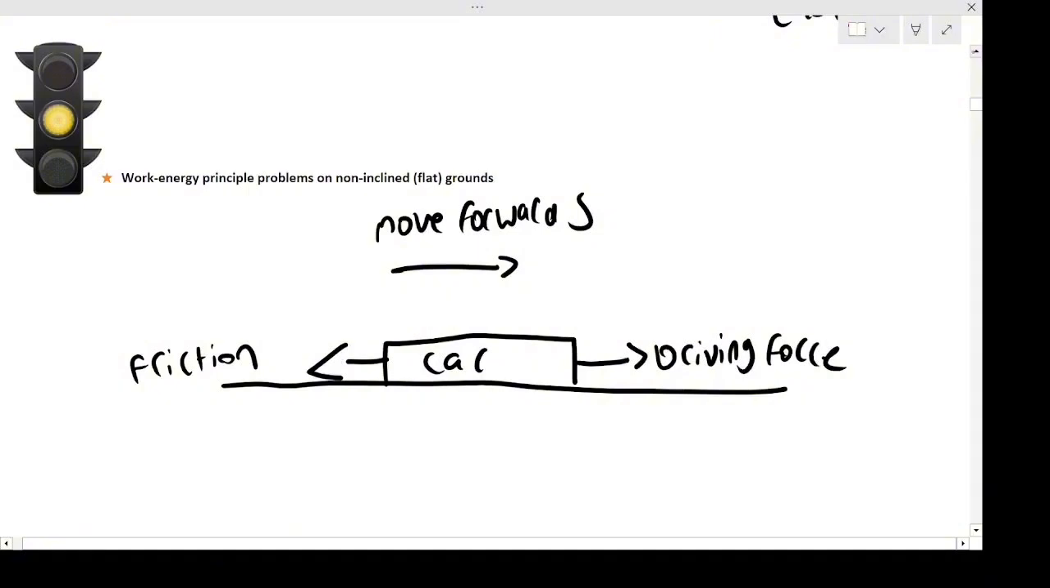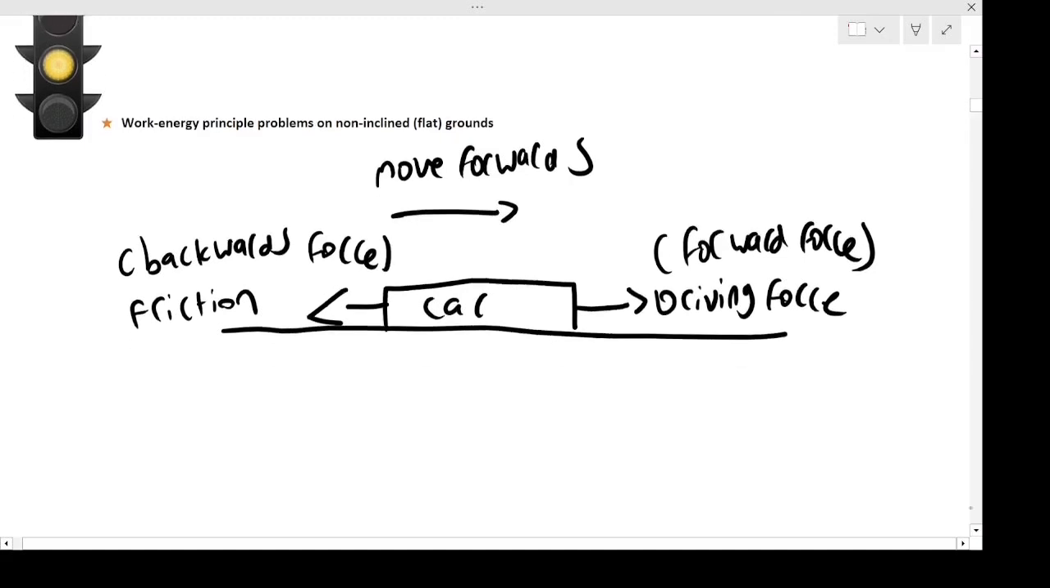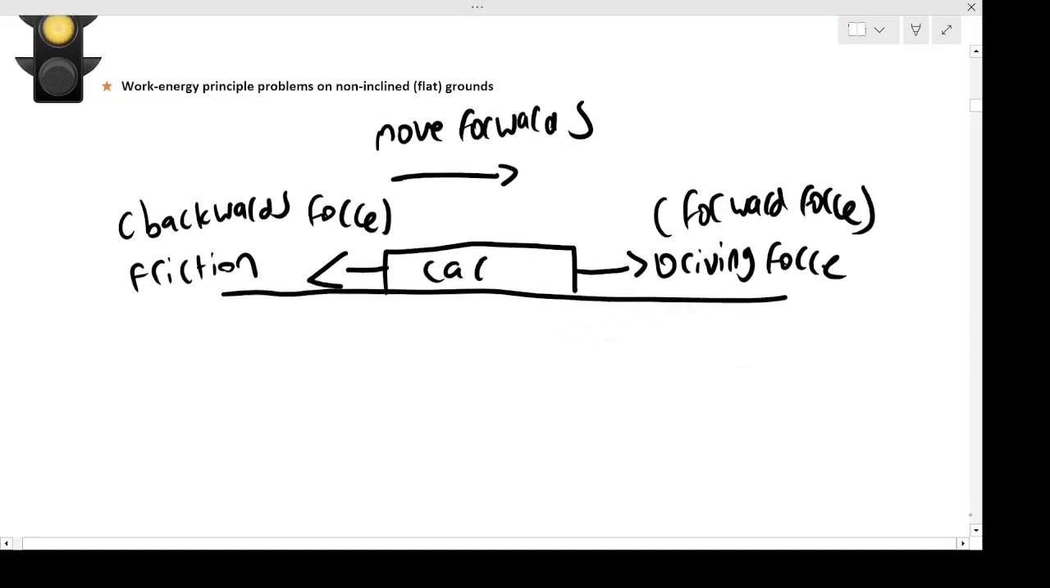And so we can actually label these as a forward force, the force acting forwards, and then a backward force that goes the other way, backwards. So hopefully you're with me here. Just a simple example.